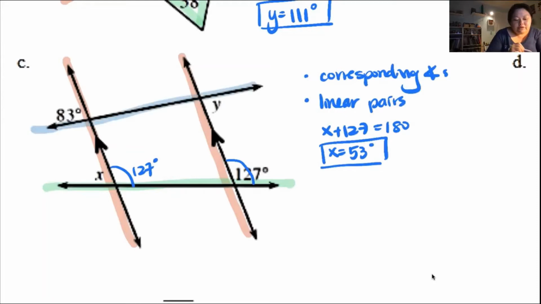This is another transversal. I have another corresponding angle here. So I have 83 and 83, right? So those are corresponding angles again. I don't need to list the reason because I already listed it.